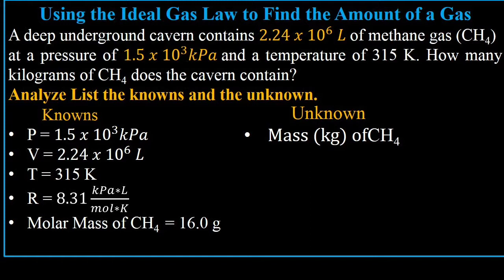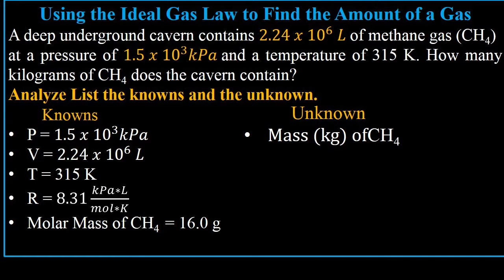Using the ideal gas law to find the amount of a gas. A deep underground cavern contains 2.24 times 10 to the 6 liters of methane gas at a pressure of 1.5 times 10 to the third kilopascals and a temperature of 315 Kelvin. How many kilograms of methane does the cavern contain?